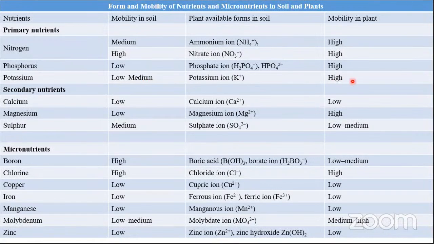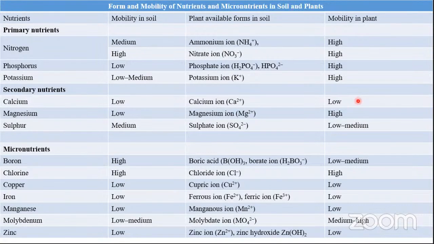And coming to the plant, the movement is very high. At the same time, secondary nutrients: calcium, magnesium, and sulfur. For calcium, the movement in soil is very low. Magnesium also is very low. Both are in the form of divalent ions, 2 plus.